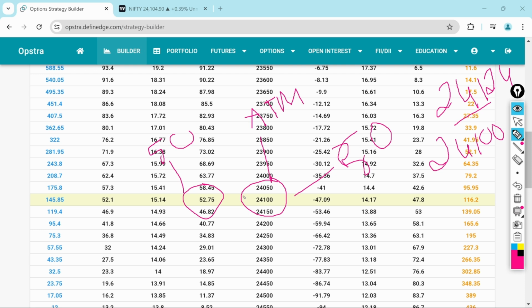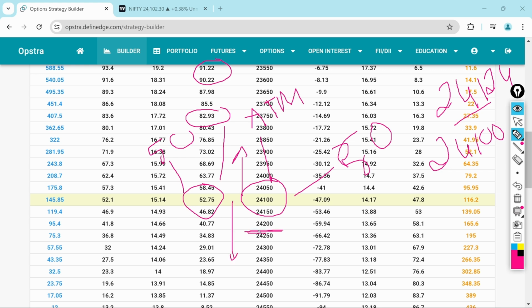As you can see, if you go in the money, the delta of the option increases. Here you can see it is 50 delta. If you go to 23,750, it is 80 delta. If you go to 23,550, it is 91 delta. So if you go in the money, the delta of the option increases. If you go out of the money, delta will decrease.